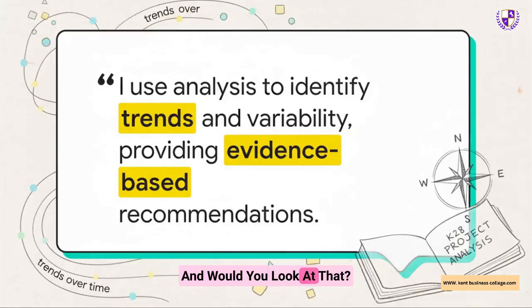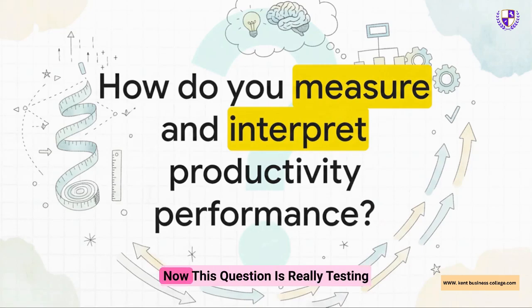And would you look at that? This is what a top-tier, distinction-level answer sounds like. See how it shows a much deeper level of thinking? It's not just about a single number, it's about patterns, trends, and variability, and then it perfectly connects that analysis back to its real purpose, giving evidence-based recommendations. They practice another one. Now, this question is really testing if you get the difference between just measuring something and actually interpreting what that measurement means for the project. A little practice like this goes a long, long way.